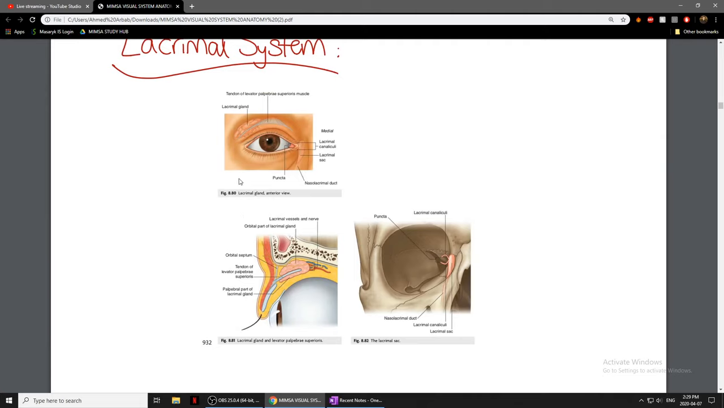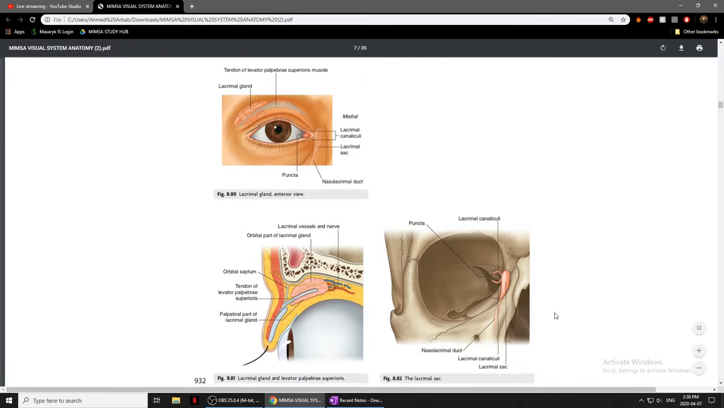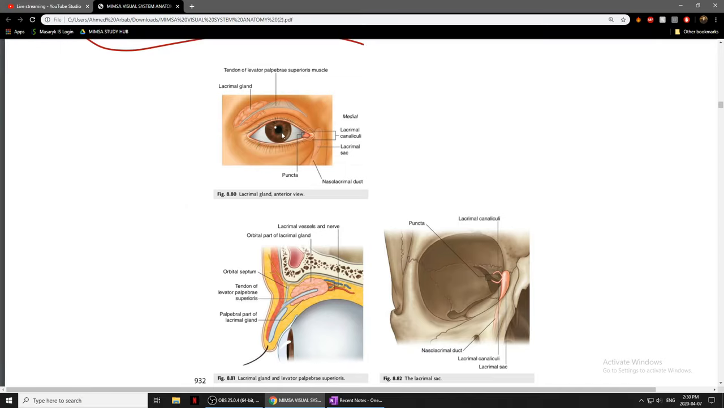So now we can just talk about tear drainage. The lacrimal gland produces the tears. They are secreted through these tiny ducts. I don't know if you can see them. These tiny ducts right here are called the excretory ducts. And they move onto the surface of the eye, and they move medially.